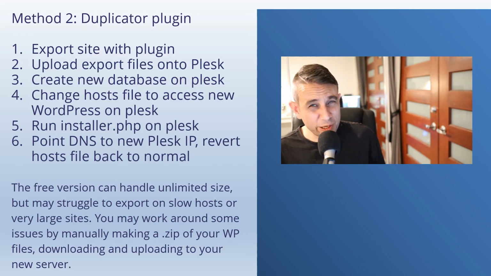Method two is using the Duplicator plugin. Now, this is the second most popular plugin for doing WordPress migrations. The process is similar. It involves exporting your WordPress website with the plugin and then uploading the files into Plesk on your new server. And then you create a new database in Plesk. That's pretty easy. And you do the same thing with your host file. You point your host file over to the new IP, and then you basically just run the installer on Plesk. That'll set up your WordPress website on Plesk, and finally point the DNS over to your new IP, and you are good to go.